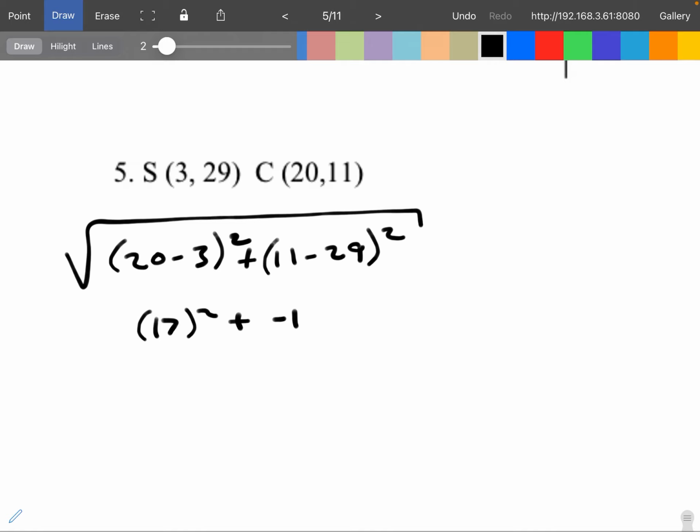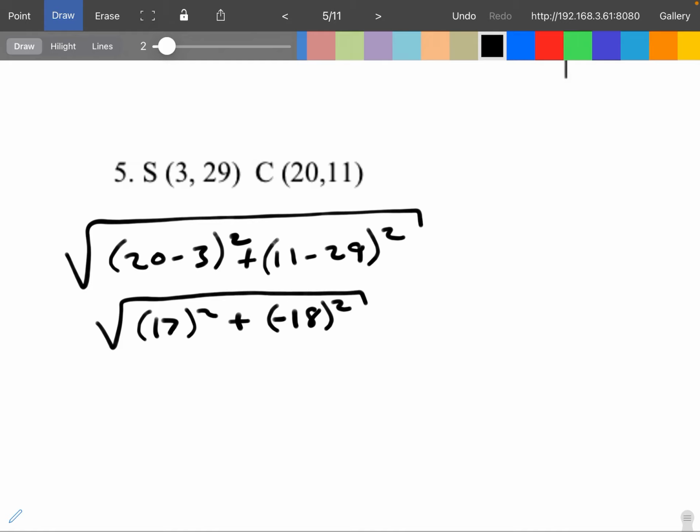All right. Then what do I do with those? Square them, good, and add them together, and then take the square root, good. All right, so 20 minus 3, that's 17, so I got 17 squared. Plus 11 minus 29 is negative 18 squared. And then take the square root.